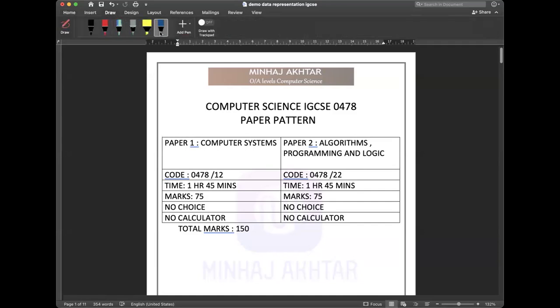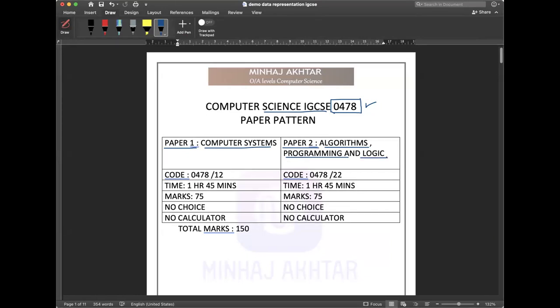First, Computer Science IGCSE, and the subject code is 0478. What is the subject code? 0478. Yes, you always need to remember the subject codes for all the subjects. After this, we have two exams or two papers in computer science. Paper one is called computer systems, and paper two is called algorithms, programming, and logic.